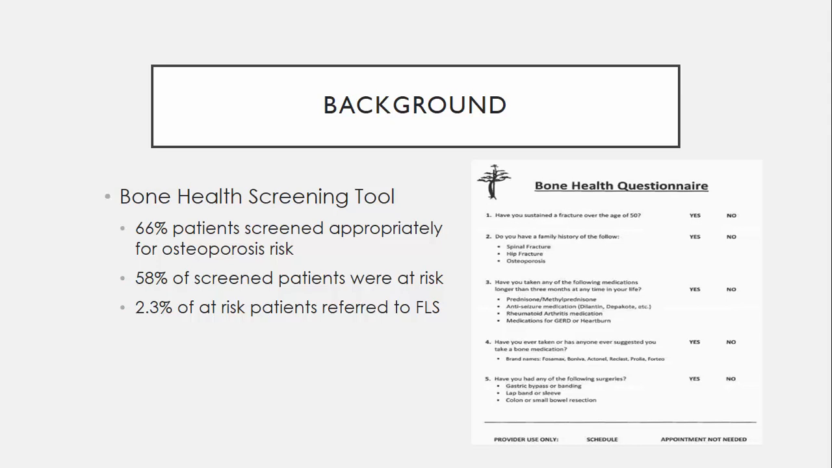A review of the electronic medical record revealed that this screening was conducted appropriately for about 2/3 of the new incoming patients. And over half of those who were screened needed further investigation for the presence of osteoporosis, so they needed a referral to the fracture liaison service. However, that referral was only generated about 2% of the time. And this was important because that fracture liaison clinic was operating at a volume that failed to allow for clinic sustainability. And you still had a great deal of these patients going untreated.